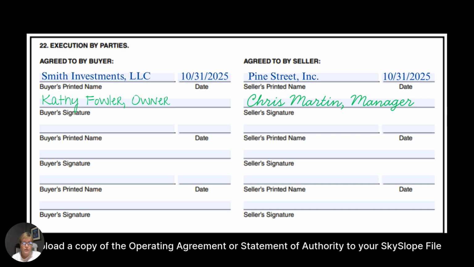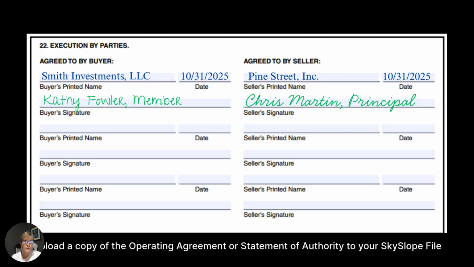So, what that looks like on the contract is where it has the buyer's printed name or the seller's printed name, that's going to be the name of the entity. In this instance, we have Smith Investments LLC, and underneath is Kathy Fowler, owner, because the operating agreement that I have with Smith Investments LLC identifies me as somebody who has the authority to sign on behalf of the LLC, and my title is owner. With Pine Street Inc., there's going to be either an operating agreement or a statement of authority that says that Chris Martin is a manager for the corporation and he has authority to sign on behalf of Pine Street Inc.